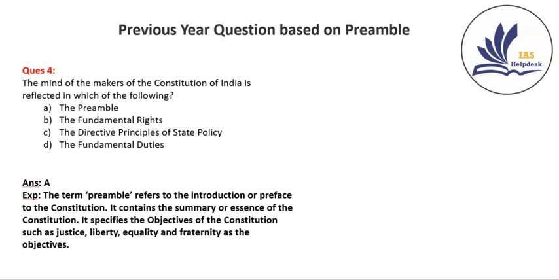So the term preamble refers to the introduction or preface to the constitution. It contains the summary or a sense of the constitution. It also specifies the objectives of the constitution such as justice, liberty, equality and fraternity. So here is the end of our video.